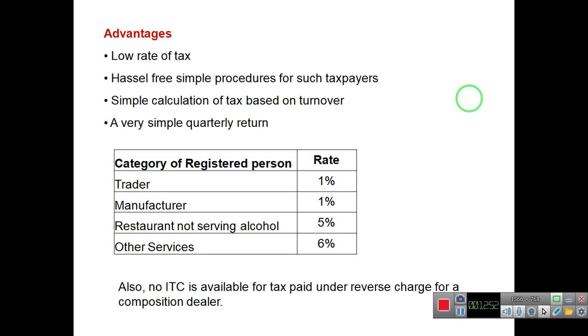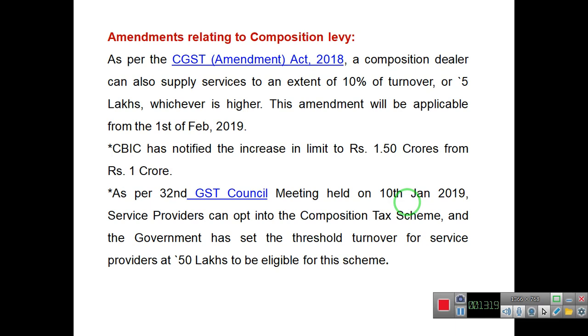The rates of GST in case of composition dealer: for trader and manufacturer it is 1%, for restaurants not serving alcohol 5%, and for remaining other services it is 6%. And in case of the composition dealer, no ITC will be available. No input tax credit can be claimed by the composition dealer.